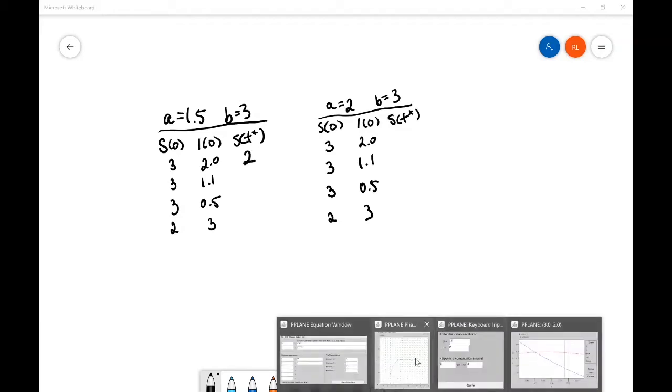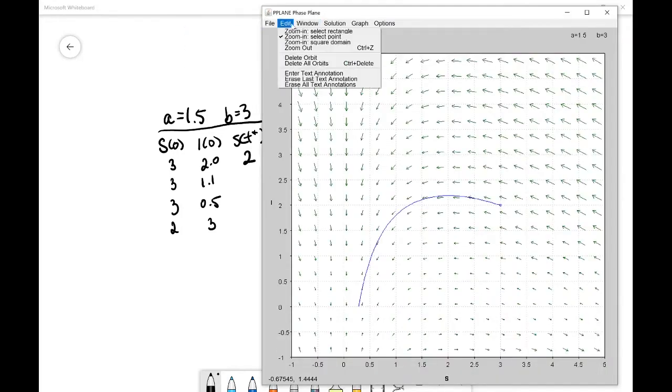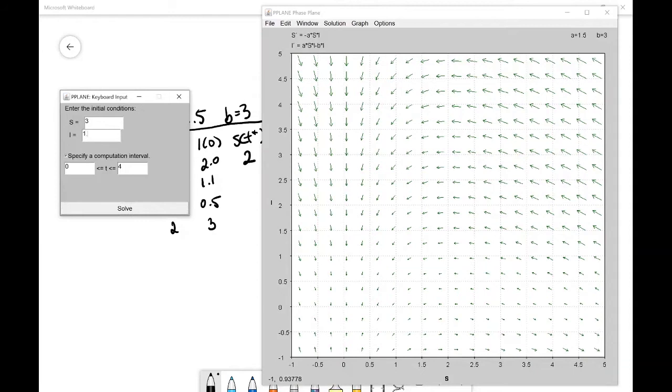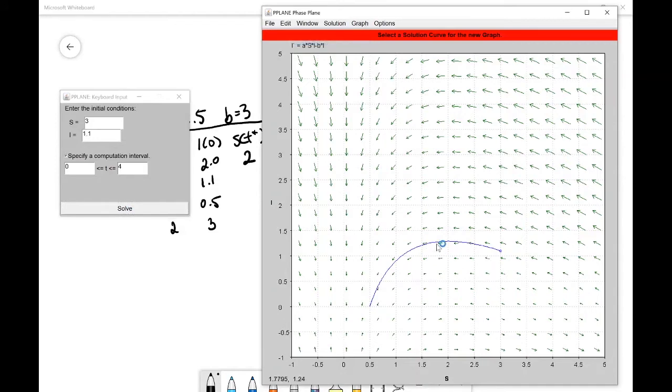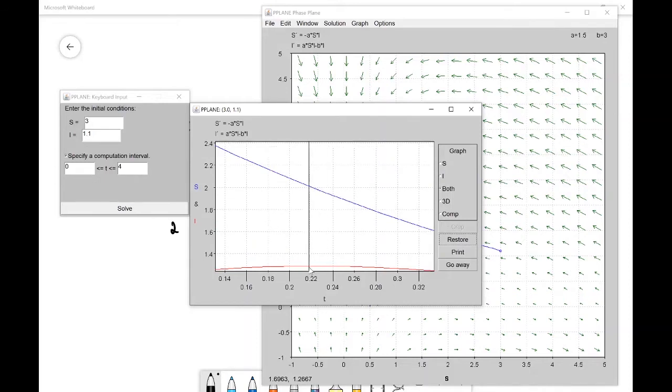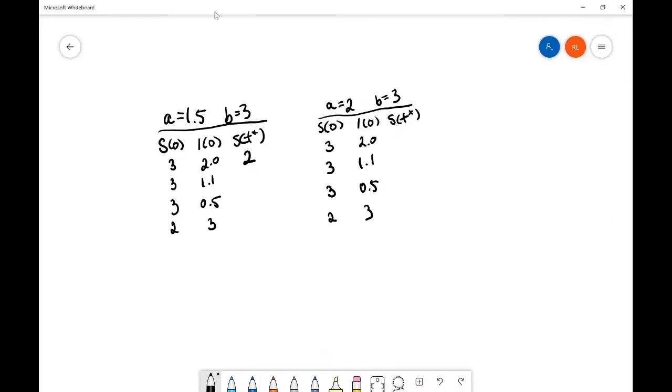Now let's try to plot it. Let's erase this solution. Now let's try to plot it with the initial condition 3, 1.1. Graph S versus t and I versus t. And when I is maximum, right about here, we should see that S equals 2 as well. And you should find that they are actually all 2.